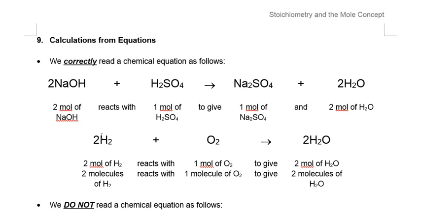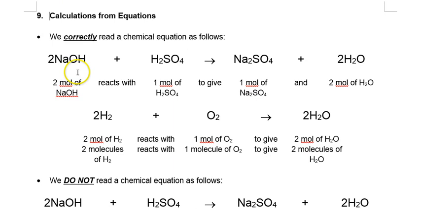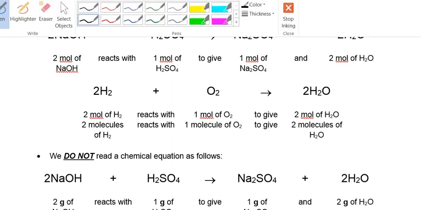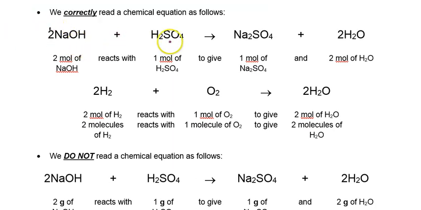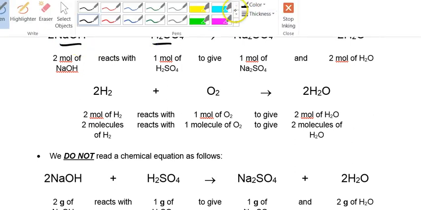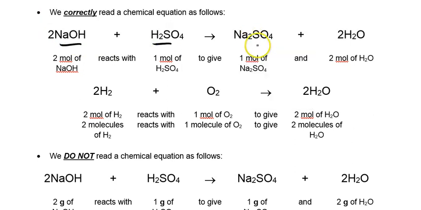So we are now going to calculate from equations, but first of all we must learn how to read the chemical equation. So this is an example of a chemical equation here. We have here an acid-base reaction to give us salt and water. So this is a balanced equation. So how do we read this? We read this as 2 moles of NaOH reacts with 1 mole of sulfuric acid to give us 1 mole of sodium sulfate and 2 moles of water. So we read this in terms of moles. Okay, take note, we read this in terms of moles.